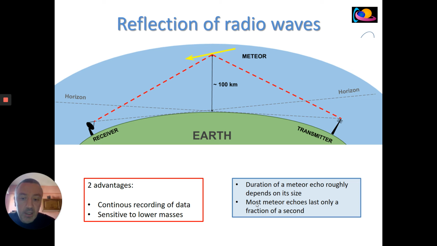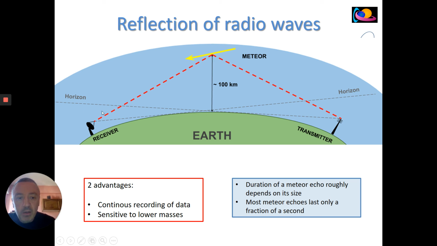And the second advantage is that we are sensitive to lower masses, because in the first two videos, I explained that most of the particles are really tiny particles entering the atmosphere, and they do not produce enough light to be detected from the ground with video cameras. But they always create a trail of electrons that can reflect the radio wave. So because of that, we can detect many more particles, the smaller ones, which are much more numerous. And so we are sensitive to more particles and therefore lower masses, or lower sizes.